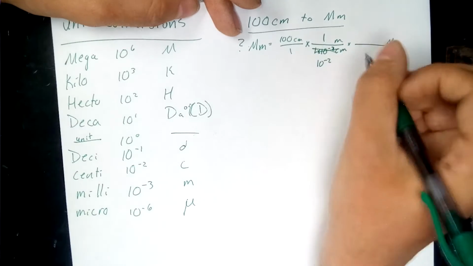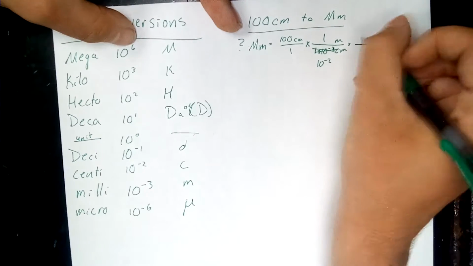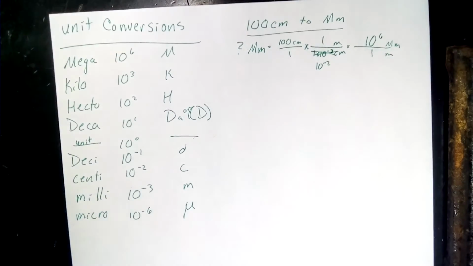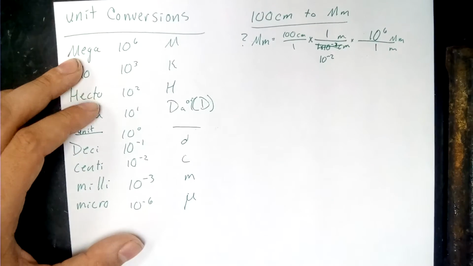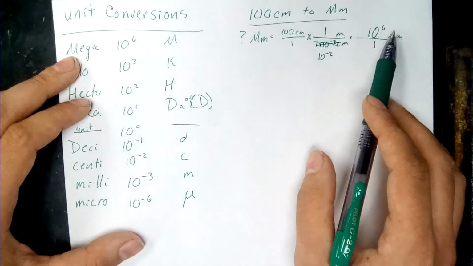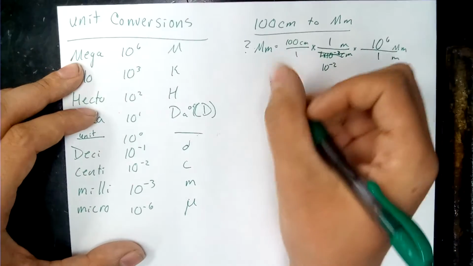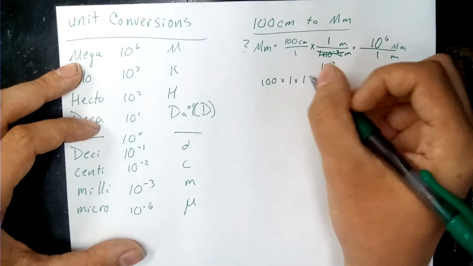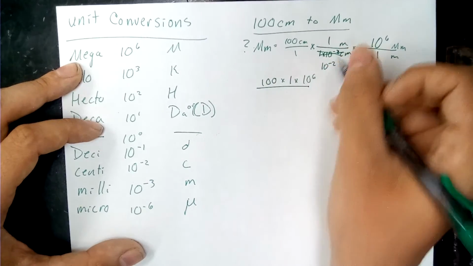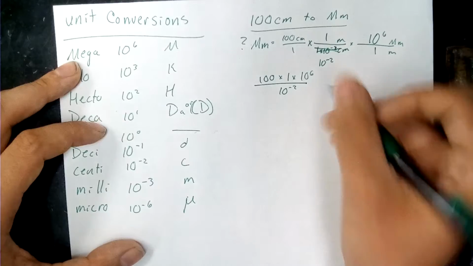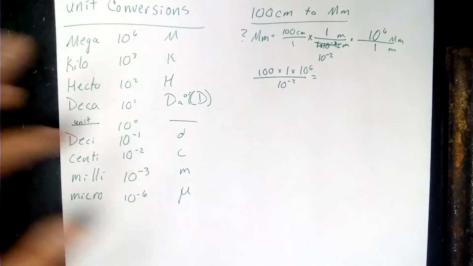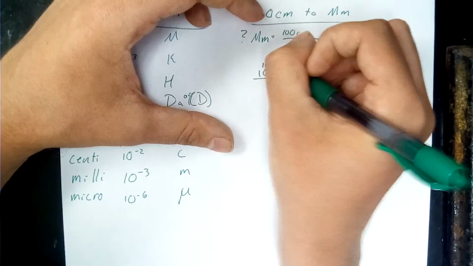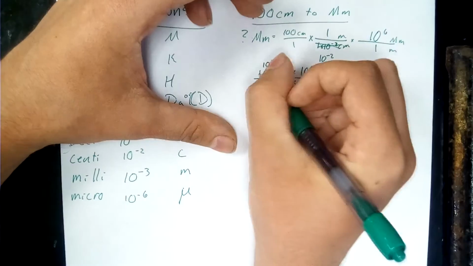Now when we look at mega, for every 1 meter, it's going to be 10 to the 6th, or 1 times 10 to the 6th, but we can shortcut it. So now all we have to do is just do our math here. Looking across the top, we have 100 times 1 times 10 to the 6th, all over 10 to the negative 2nd. Now when you're looking at this, you can use some of the tricks that you learned in class. So 100 is 10 to the 2nd.